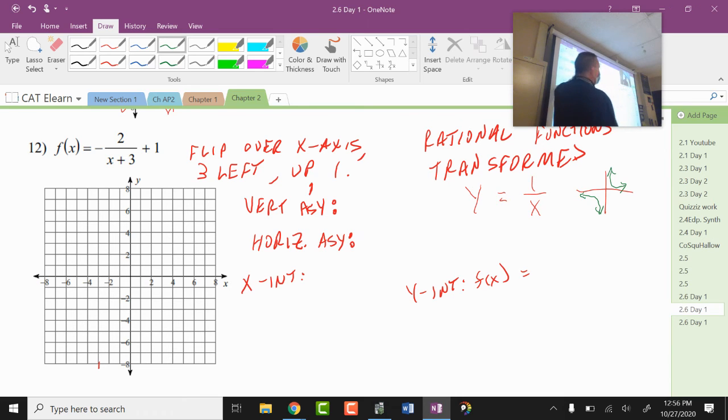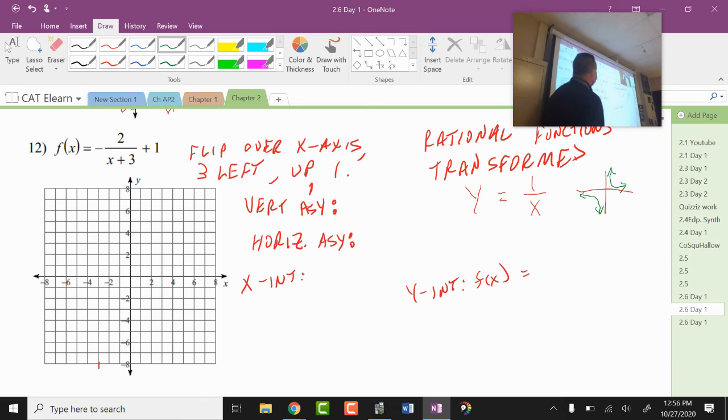Okay. All right, so what number, when I plug it in for x, gets 0 in the denominator? So there's the 3 left. What got moved 3 left? X equals 0 from the parent function. So now it's at x equals -3. And then the 1 is 1 up.